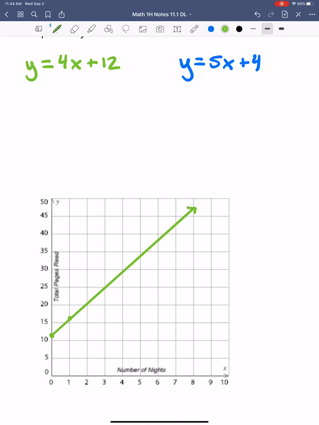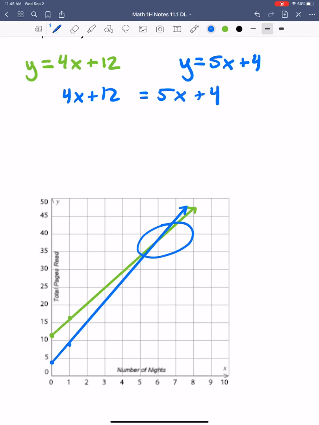And then for Jenny here, starting at 4, and then up 5 and over 1. And I can draw my line here. So they're going to intersect somewhere in this area, right? This is just drawn by hand, so it's not perfect, but the way we can figure this out perfectly is by setting these two equal to each other. So I'm going to say 4x plus 12 equals 5x plus 4. And then I'm going to solve this.